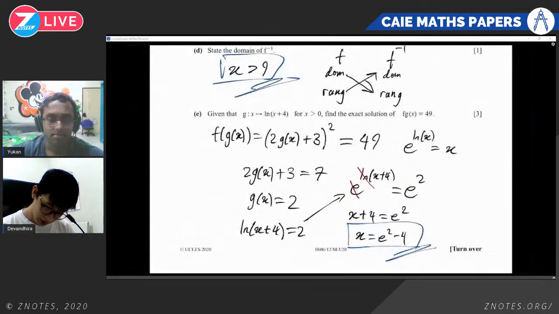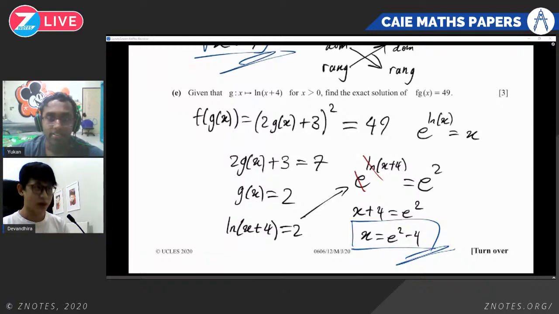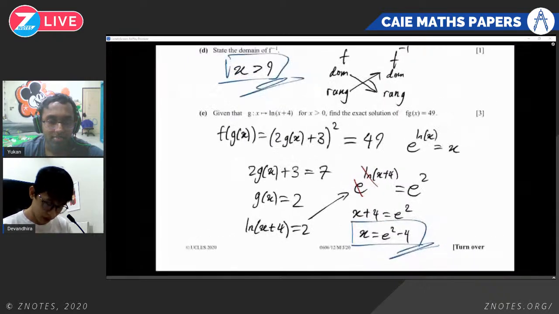Is everything okay so far? Yeah, everything is fine. Anything you want to add? For those of you who want to be really careful, when you root 49, you will also get -7, but then you'd find that e to the power of -2 minus 4 is a negative number, and if you input that back into the function, you won't get 49. Exactly. So that's correct.